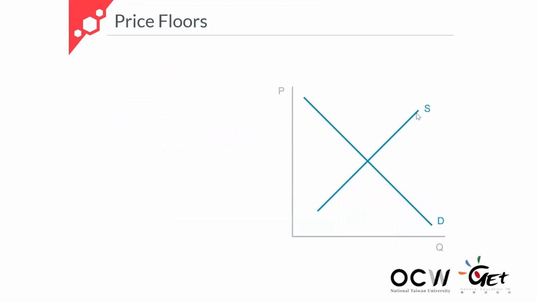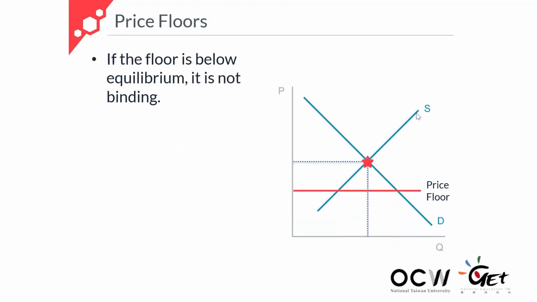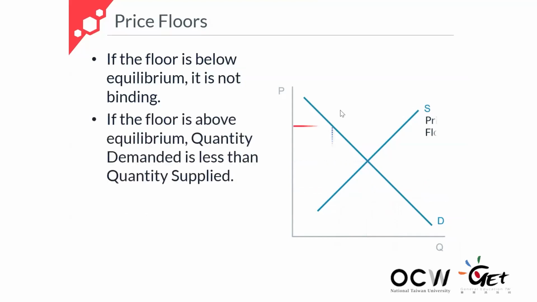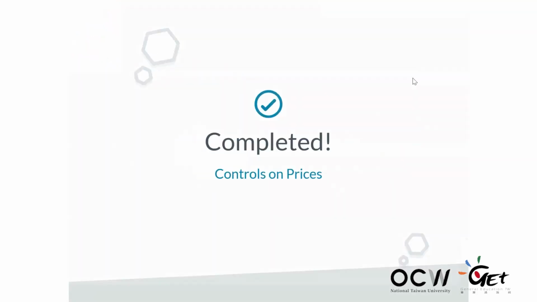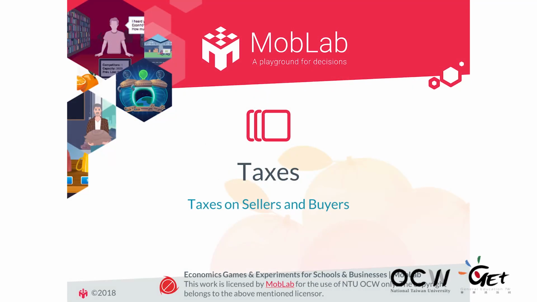For a price floor, this means that you cannot sell below this price. If it's below the equilibrium, it's not binding, no effect. Business as usual. But if it's above the equilibrium, now quantity demanded is less than quantity supplied. You have excess supply or a surplus. And so that's when there's too much of something. All right, so that's the end for price control. And so we can go to the next topic on taxation.